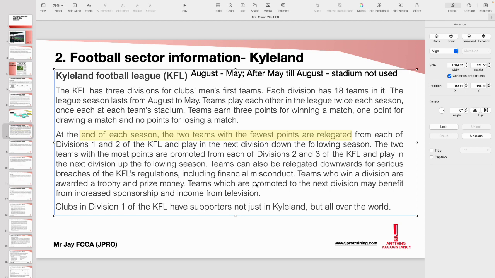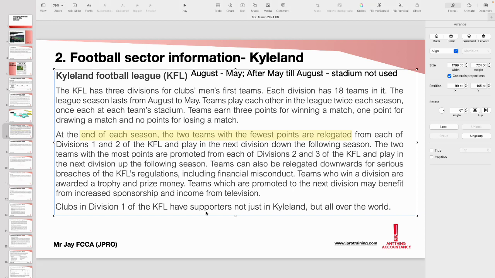Okay, you got to be careful with that one. At the end of each season, the two teams with the fewest points are relegated for each of Division 1 and 2 of KFL, and play in the next division down in the following season. So, if you are the last two teams, you can get relegated. The two teams with the most points are promoted for each Division 2 and 3 and play in the next division up in the following season.